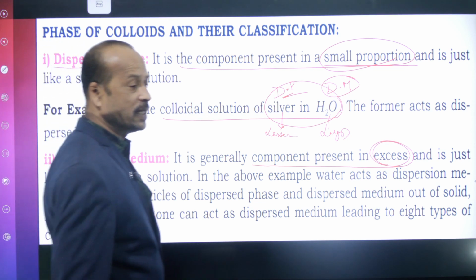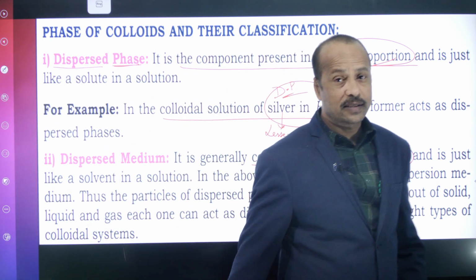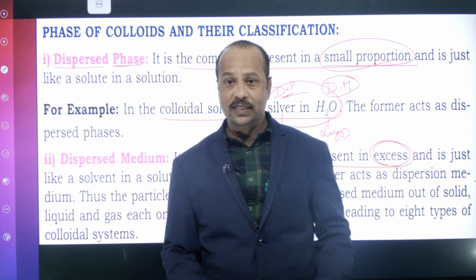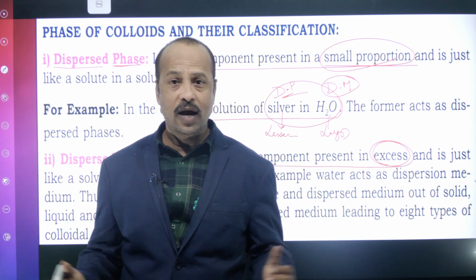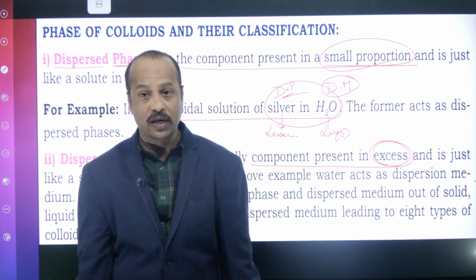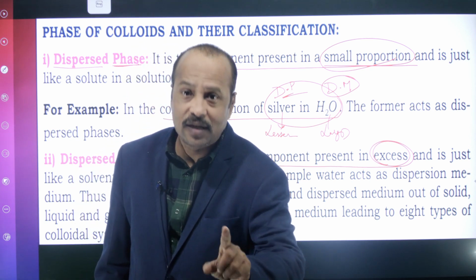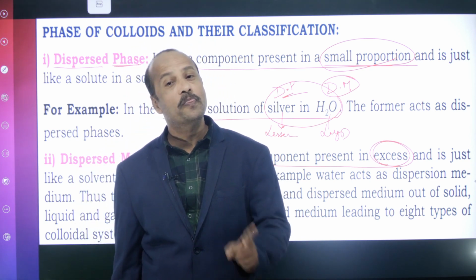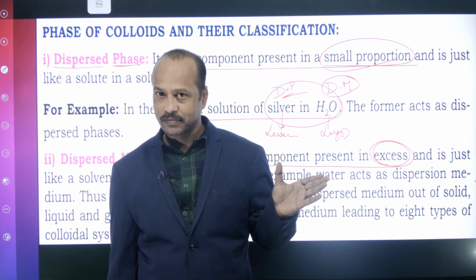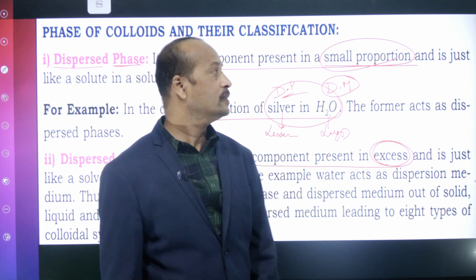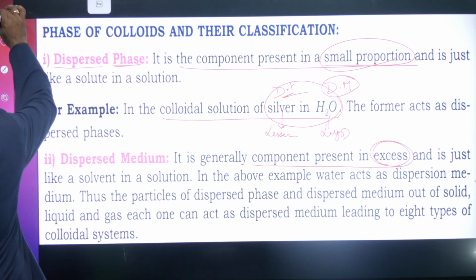Any colloidal solution that you take consists of two components. One is generally relatively large in quantity, the other is relatively less in quantity. Which is relatively less in quantity is called the phase. Which is relatively more in quantity is called the medium. Clear? Now here some examples are there.